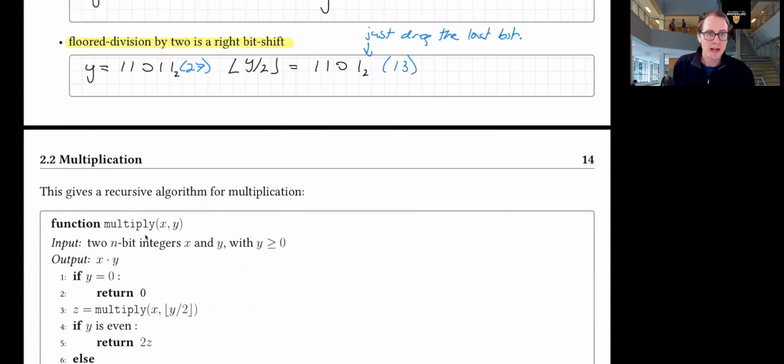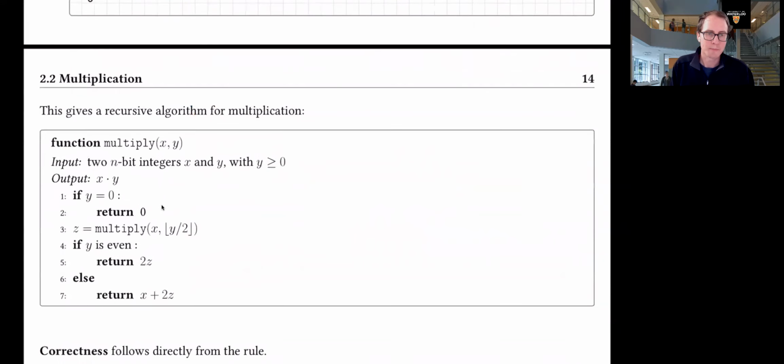So that then gives us an algorithm for performing multiplication. It takes in 2 binary numbers, x and y, that are each n-bit integers, and it outputs their product in binary. And the way it works is it's going to be a recursive algorithm again. If y is 0, then the product of x and y is also 0, so we just return 0. That's our base case. Otherwise, we do the following.